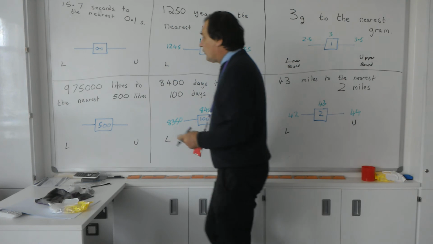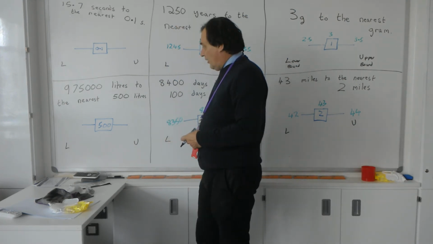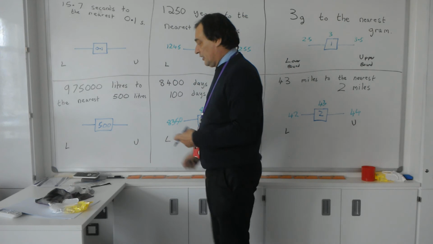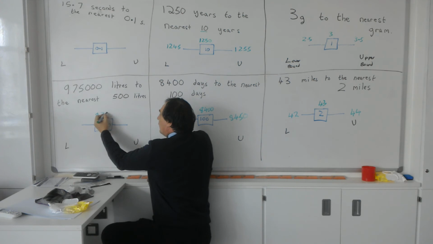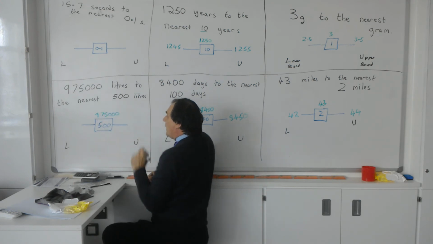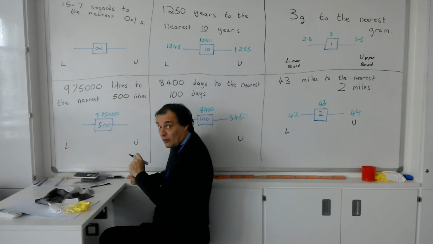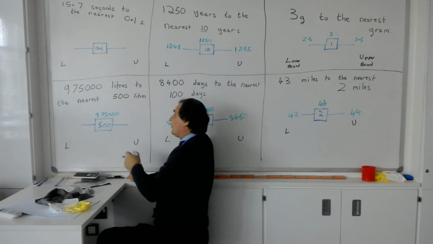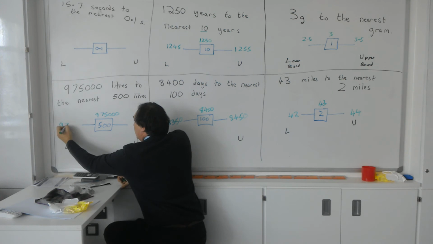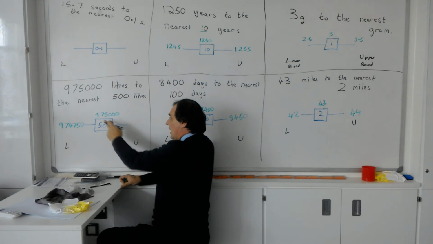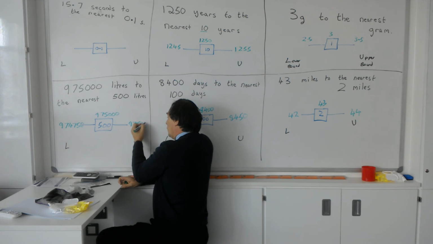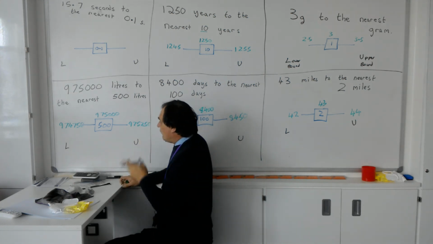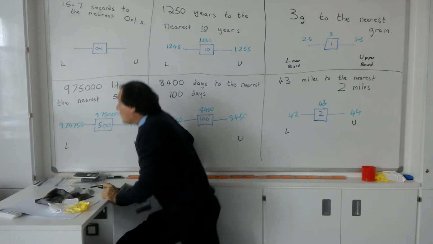Let's go over here. So 975,000 litres to the nearest 500 litres. So let's go down on my knees. So we're going to have 975,000. We've got to take 250 off this. Remember, half of the 500. So it's going to be 974,750, which is the lower bound, and for the upper bound we add the 250 on, so 975,250.